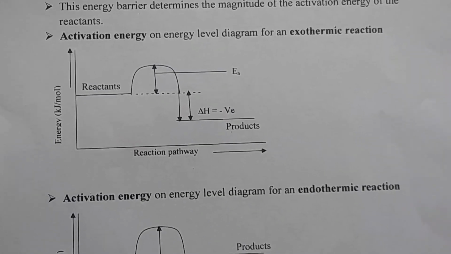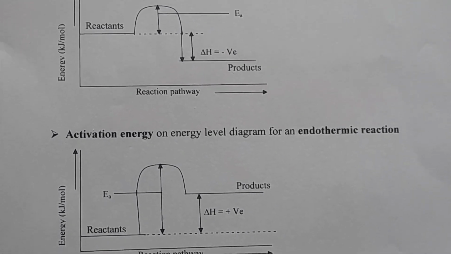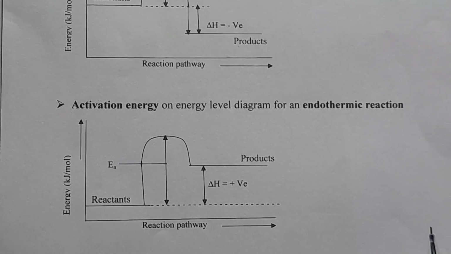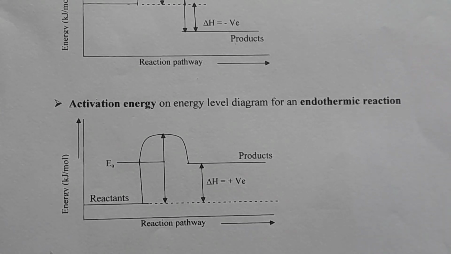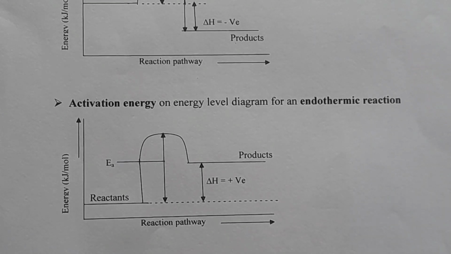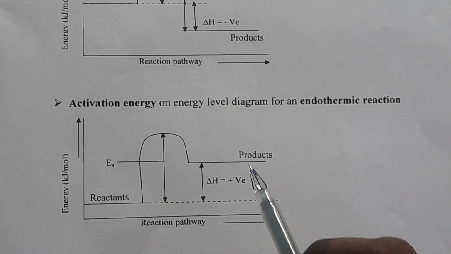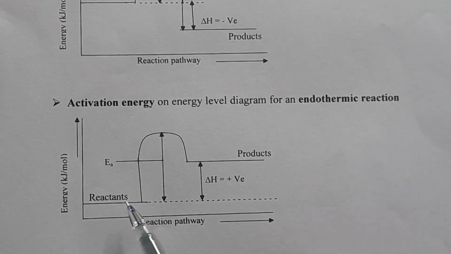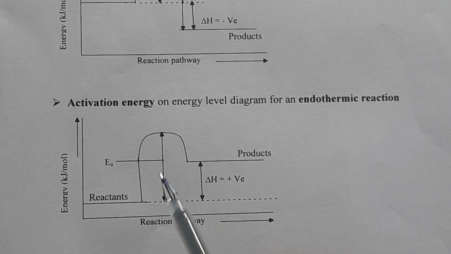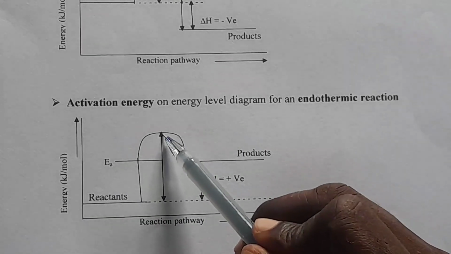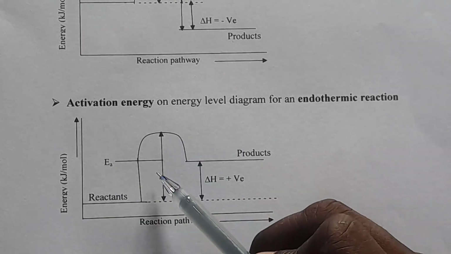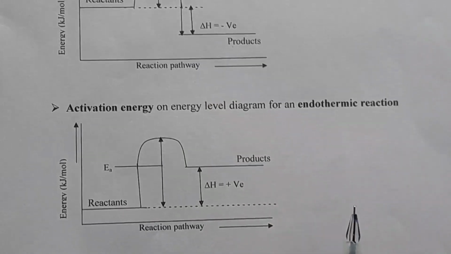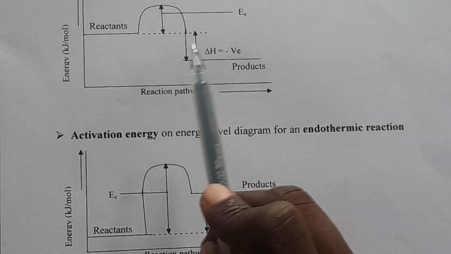Then when we are dealing with activation energy on an energy level diagram for an endothermic reaction, remember we said in an endothermic reaction, the products have a higher energy content compared to the reactants. That's why we are putting the products up there and the reactants down here. So the activation energy is here now. So the activation energy is larger or longer when you compare with that of an exothermic reaction.